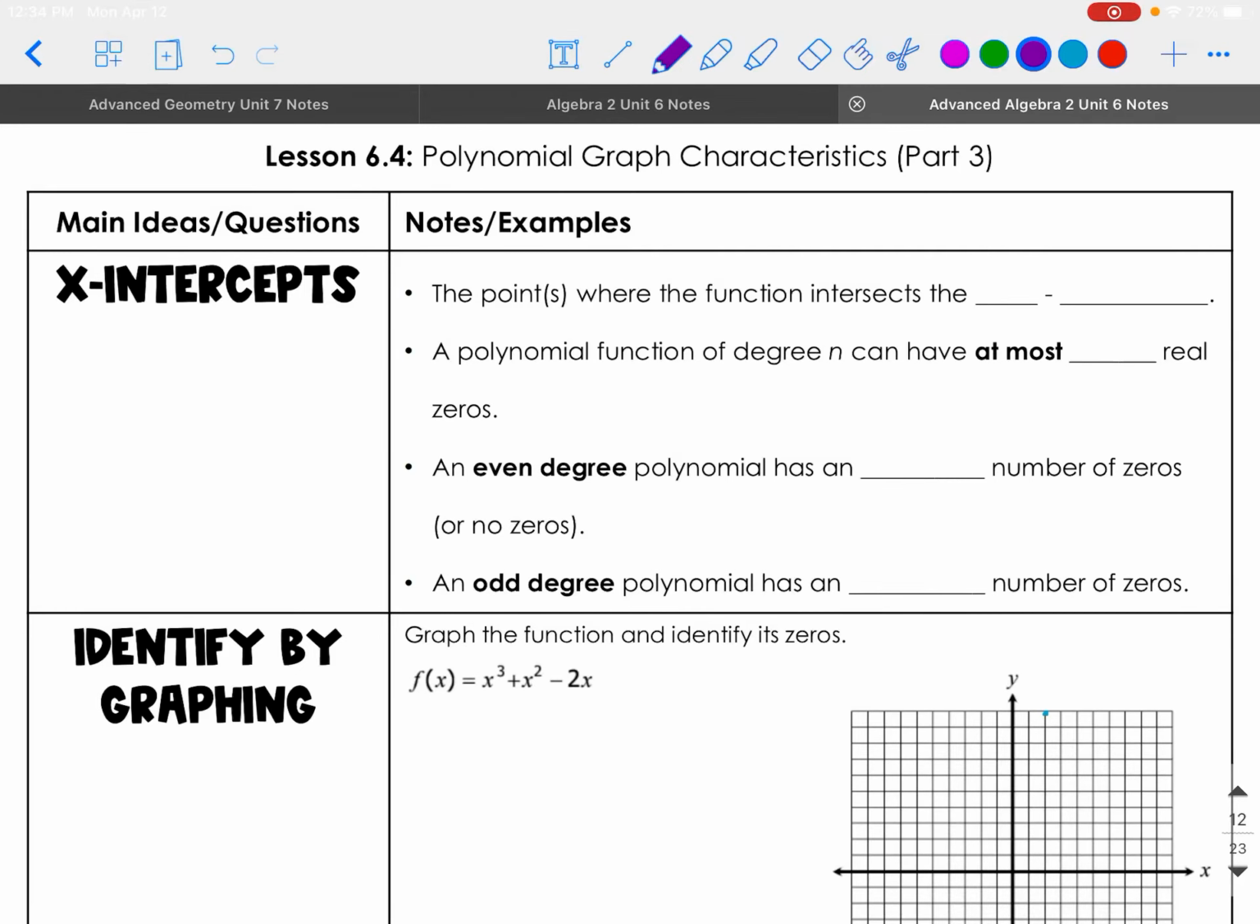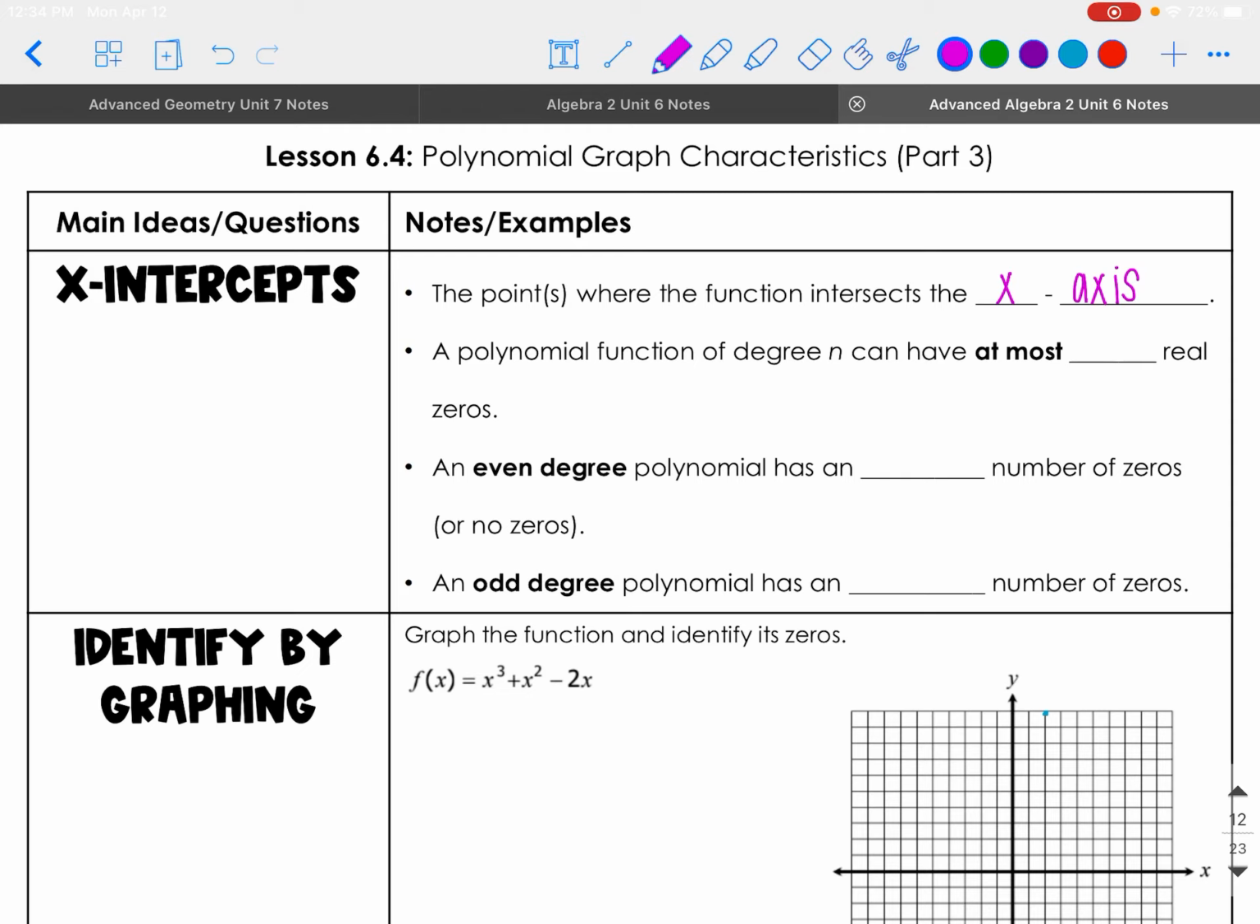Hey guys, in this video we're doing 6.4, which is something new on the graphs, and we're talking about x-intercepts. And you already know this, but an x-intercept is the point where the function crosses or intersects the x-axis.